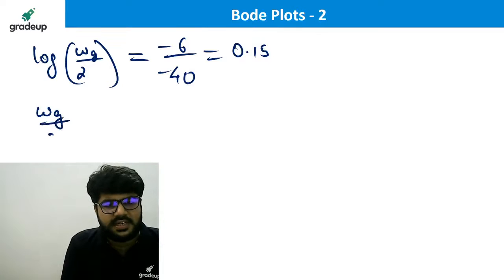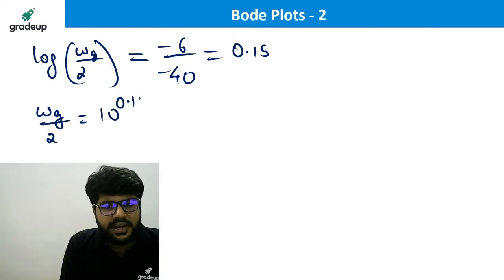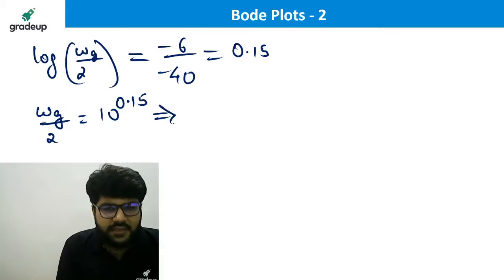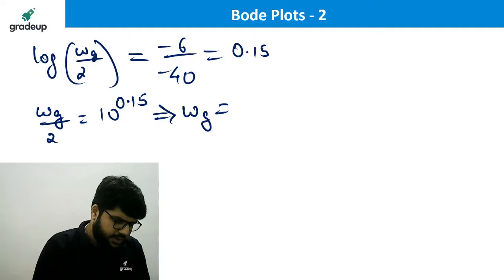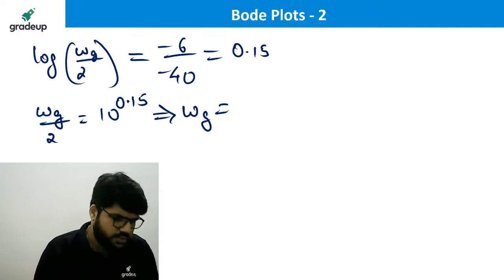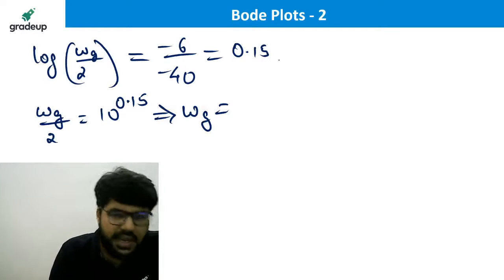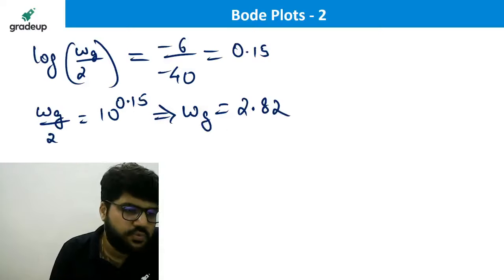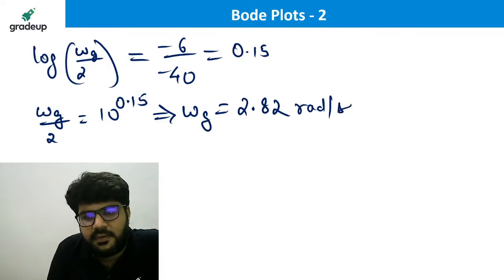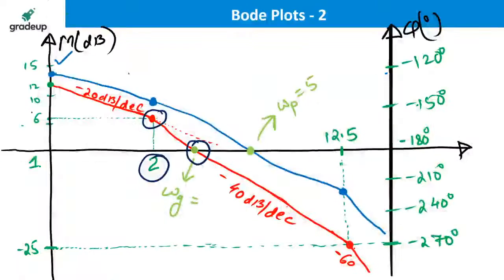So what is omega g divided by 2? To eliminate log, take 10 raised to the power 0.15, and finally solve for omega g. Let us calculate that. I have 10 raised to the power 0.15, that is 1.41, into 2. The omega g is coming as 2.82 radian per second. Let us write down that value in the graph. So this is 2.82 radian per second. So this is omega g. Done. The omega g is done.